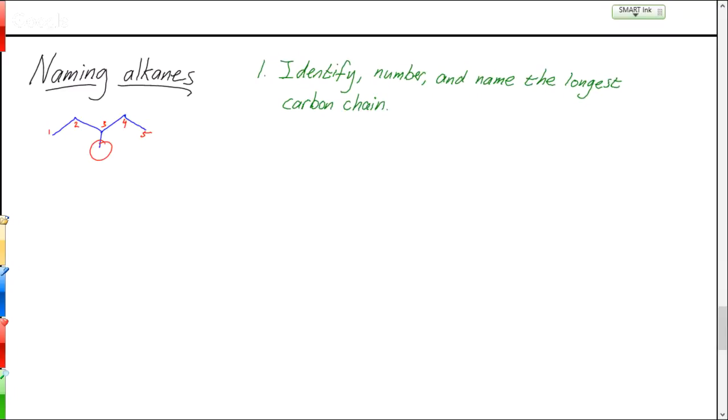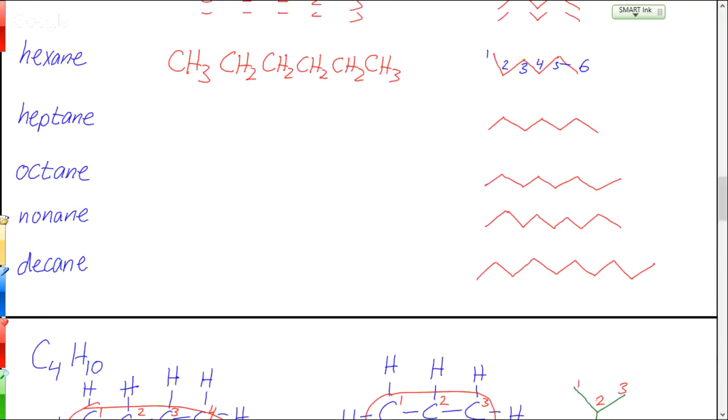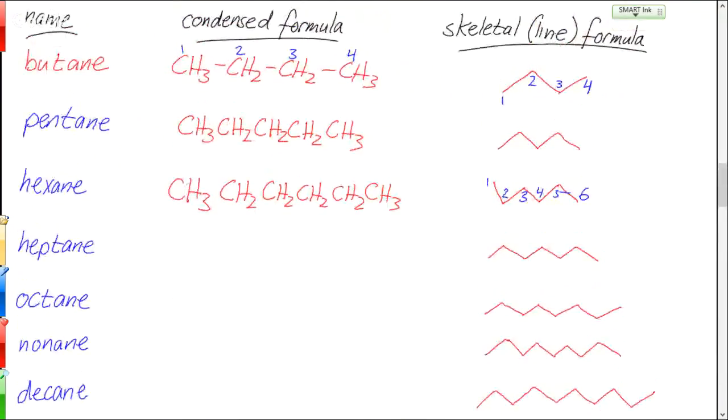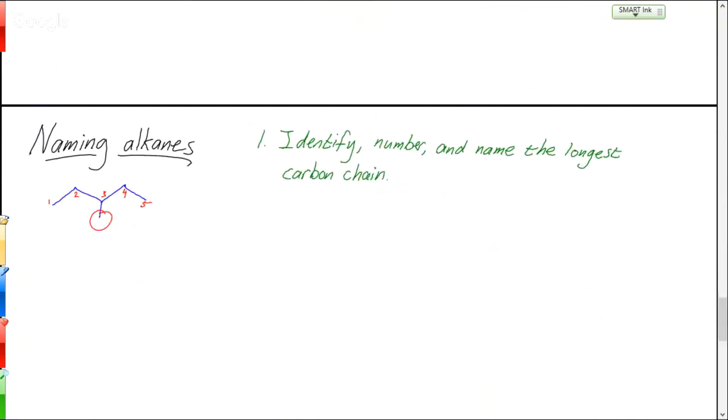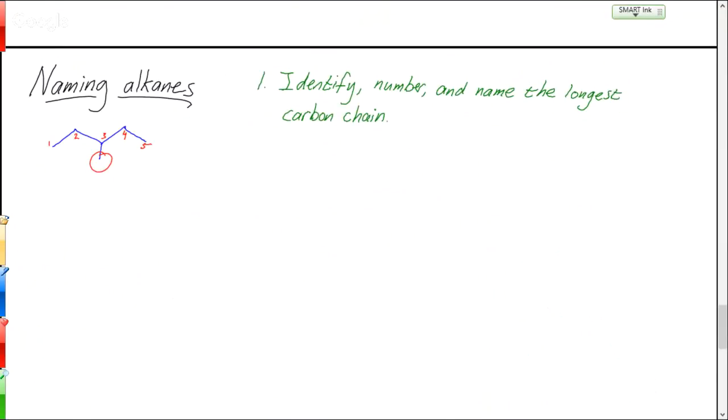So in this structure, we would look at it and say, okay, the longest set of carbon atoms that I can find is 5 atoms long. Does anybody remember the name for a molecule of 5 carbons? So we go back up to this list. Right? You need to know these names. Pentane, right. So that means that this name is going to be pentane. That's not the whole name, but that's going to be the first part of the name here. So we number it, and we write down pentane.